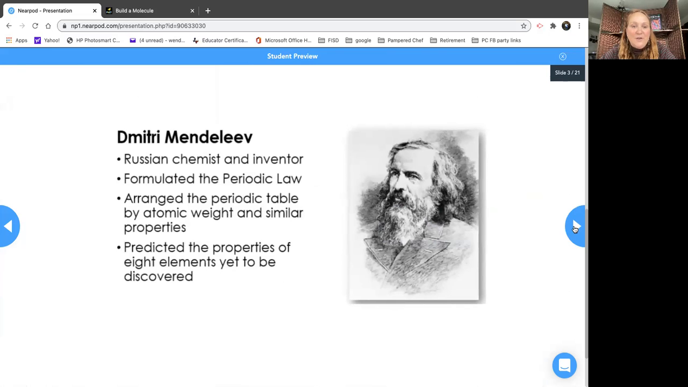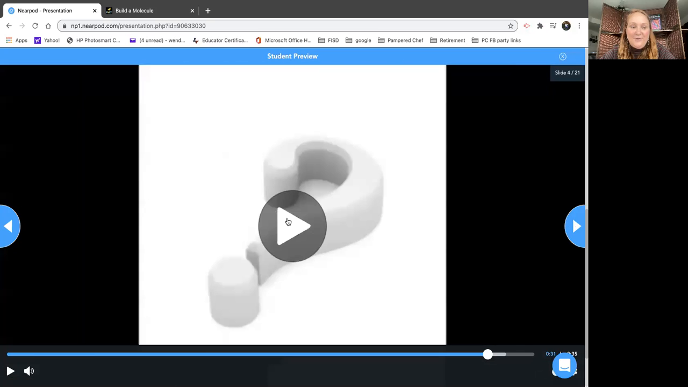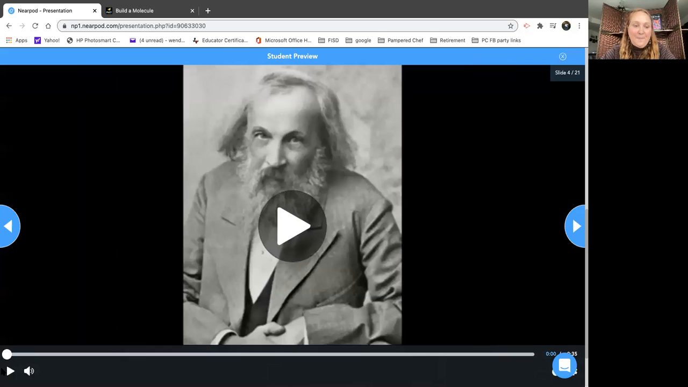Some background information. Dmitri Mendeleev was a Russian chemist and inventor. He formulated the periodic law. He arranged the periodic table by atomic weight and similar properties. He predicted the properties of 8 elements yet to be discovered. Here is a quick video to engage your brain.